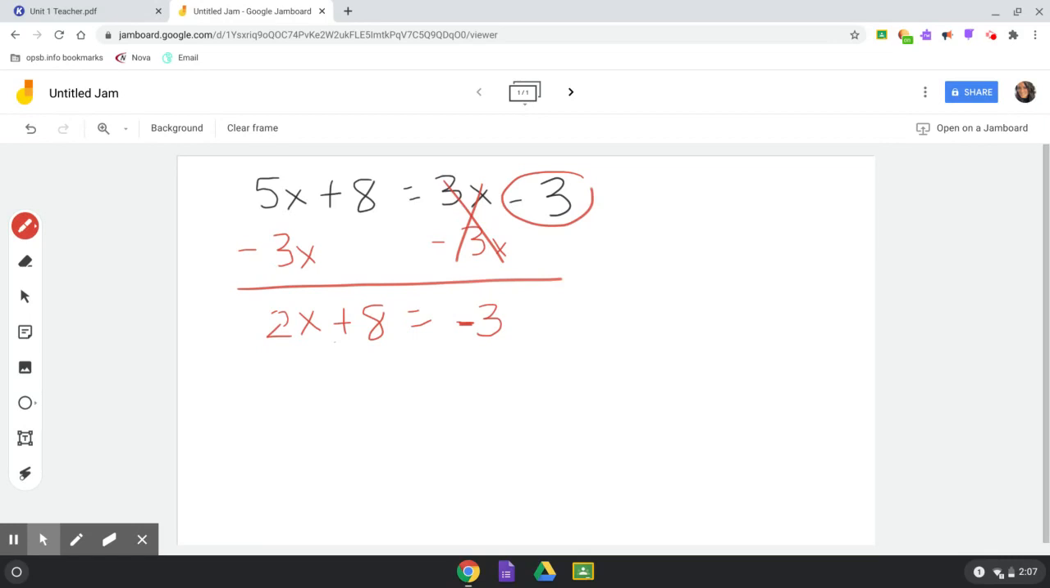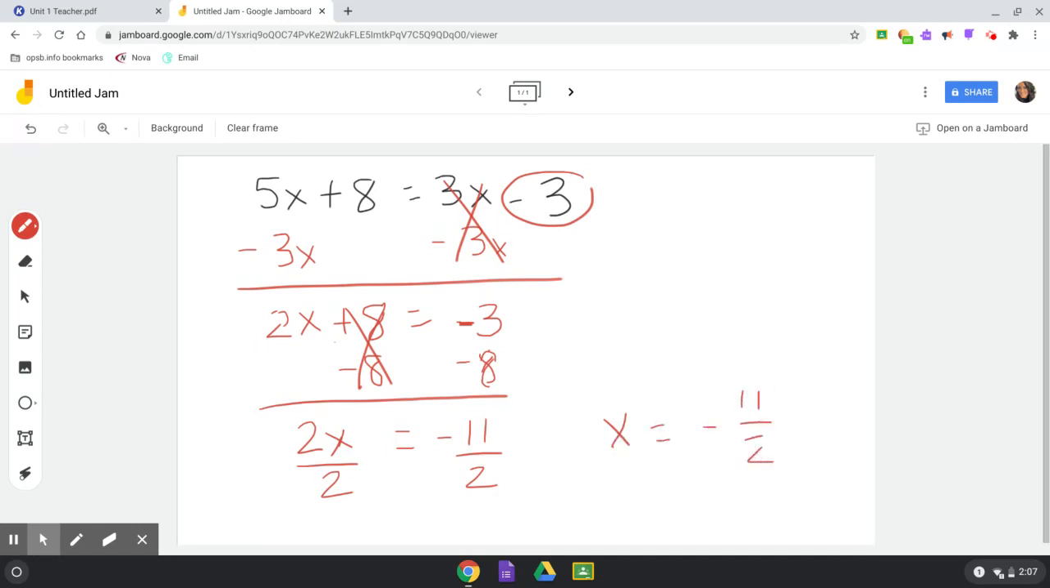Now I need to subtract 8. Now I'm going to go more negative here, but that's okay because I was already at negative 3. Now that leaves me with 2x. Positive 8 minus 8 eliminates and leaves you with just 2x on the left side equals negative 11. Now I'm going to isolate the variable x by dividing by 2, and my value for x is x equals negative 11 halves.